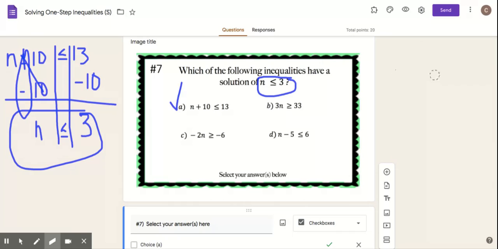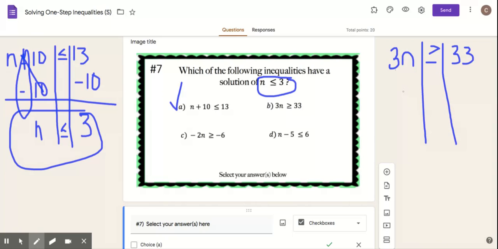Okay, so let's look at B. B says 3n is greater than or equal to 33. Draw our tracks. This is multiplication, so we'll use our questions. Who's hanging out with n? 3. What operation are they doing? Is multiply. And the inverse of multiply is to divide. So we're going to divide by the friend. We did not say negative with the friend, so the sign does not flip.